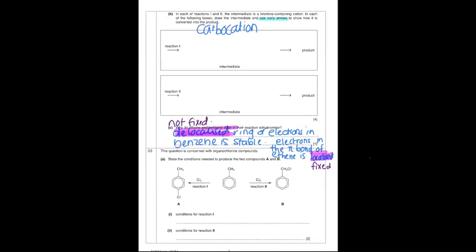Right, so this question is concerned with stating the conditions needed to produce the two components A and B. So your starting point is here. You have a methyl benzene. Now let's look at reaction 1 first. What happens is that you are adding chlorine onto the benzene ring. So that's your first hint.